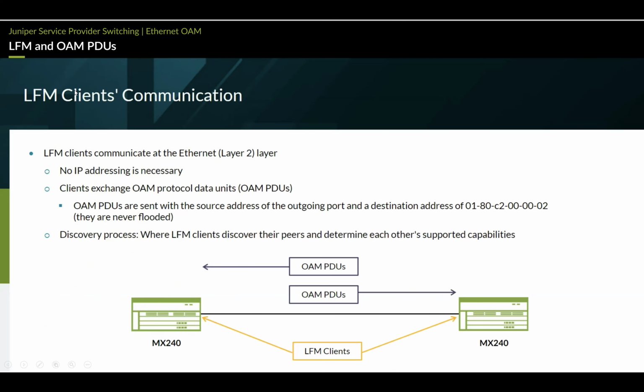Okay. LFM clients communication. Consider one MX240 router and another router, also an MX240. They are sending and receiving the OAM PDU, and also communicating as LFM clients, link fault management. LFM clients communicate at the Ethernet layer, layer 2, not layer 3. No IP addressing is necessary. No need for any IP address for communication.